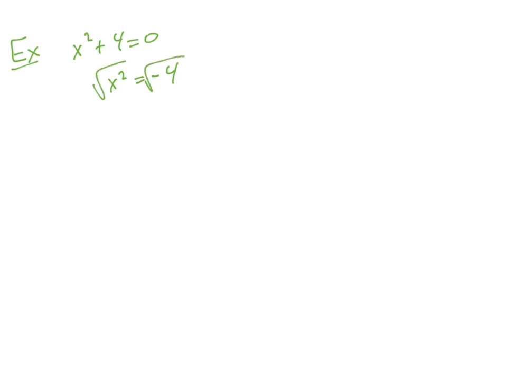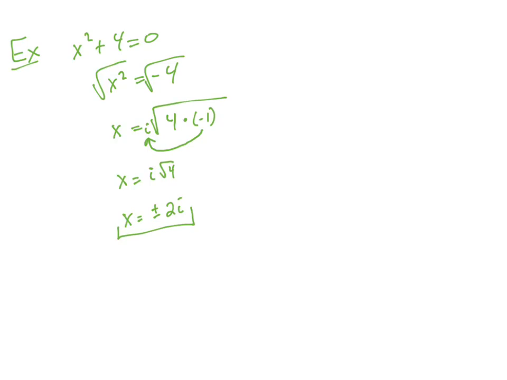Okay, so when I take the square root of both sides here, square root of x squared is x. So when I take the square root of negative 4, I can rewrite that as the square root of 4 times negative 1. And we know that the square root of negative 1 is equal to i. So x is equal to i times the square root of 4. Square root of 4 is 2, or plus or minus 2. So we're going to say x is equal to plus or minus 2i here. We could also see this in a 3-term quadratic equation. x squared plus 2x plus 2 is equal to 0.